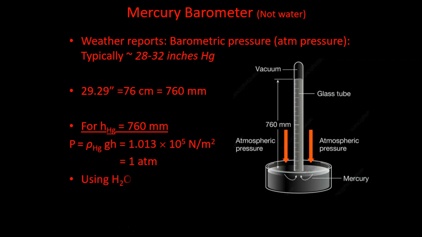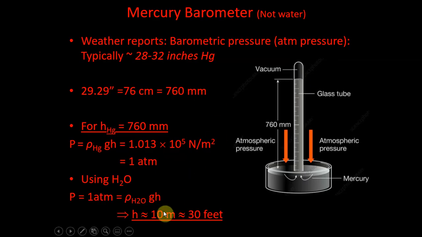If we try doing the same thing with water, because its density is so low, we end up with a situation where the height would be 10 meters or 30 feet. So if you wanted to have a nice, safe water barometer, instead of a mercury barometer kicking around your lab, you would have to have ceilings 30 feet high to accommodate it. It will work, but due to the lower density of water than mercury, that would end up being quite a large device.